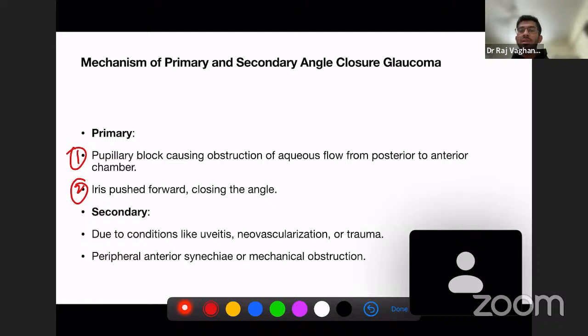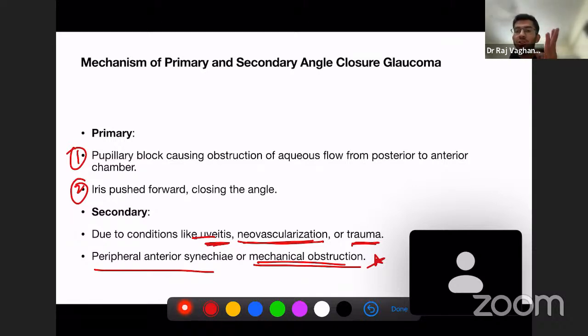In the secondary mechanism, you can have conditions like uveitis, neovascularization, or trauma. So you can have secondary angle closure glaucoma due to uveitis, neovascularization, or trauma. You can have peripheral anterior synechiae or mechanical obstruction. So you just have to remember these causes for secondary angle closure glaucoma: uveitis, neovascularization, trauma, peripheral anterior synechiae, and mechanical obstruction. Remember these five causes.